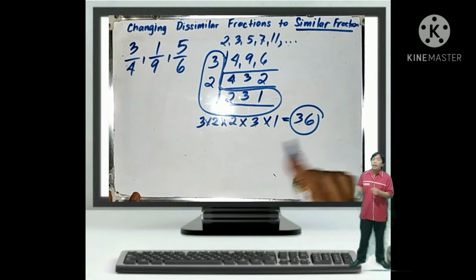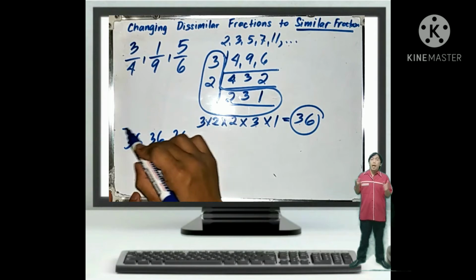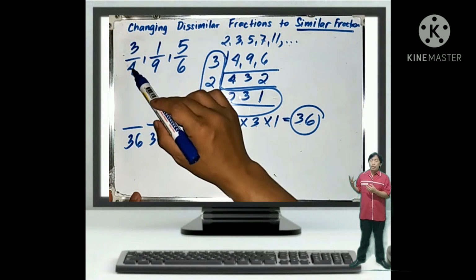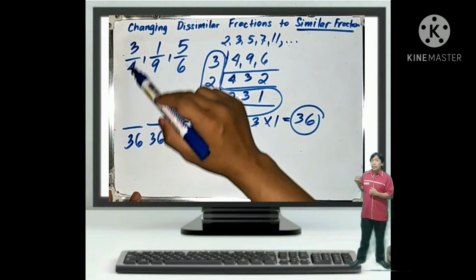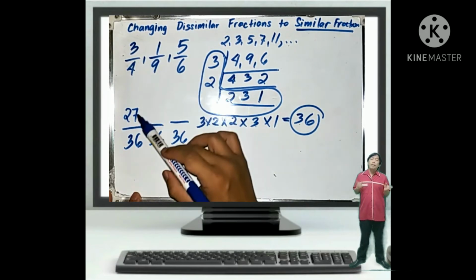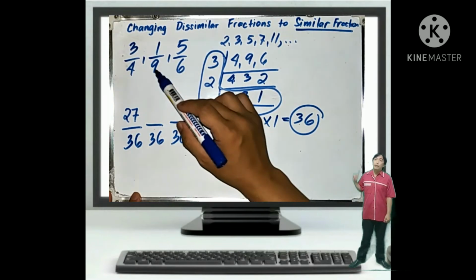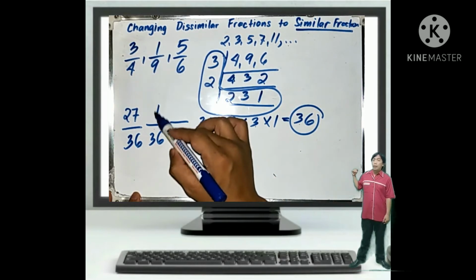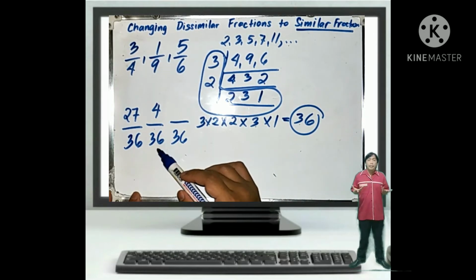Now, let us try to prove. Let us put 36 as the denominators. Okay, same procedure. Dividing 36 by the denominator 4, so 36 divided by 4, the answer is 9. Multiplying to 3, that is 27. So 3/4 is the same as 27 over 36. Now, 36 divided by 9, the answer is 4. Multiplied to 1, still we have 4. So 1 over 9 is the same as 4 over 36.